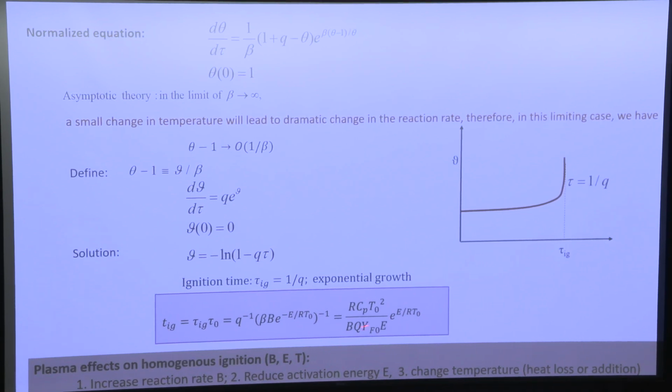The plasma can reduce activation energy by creating new reaction pathways. By raising the temperature, you can accelerate it following Newton's law, and also by changing the reaction rate of the pre-exponential factor B. So these are the potential ways, for ignition, that the plasma can enhance the process.